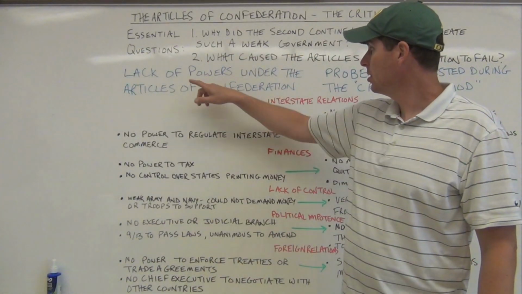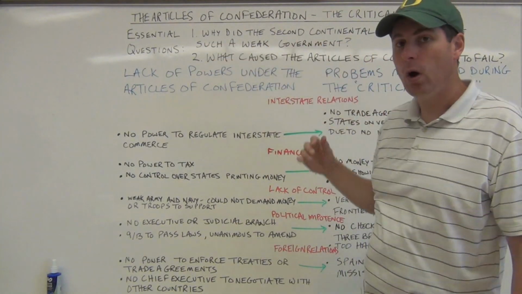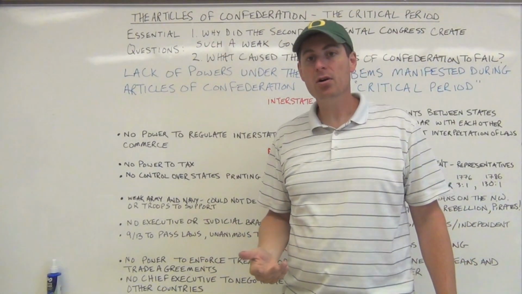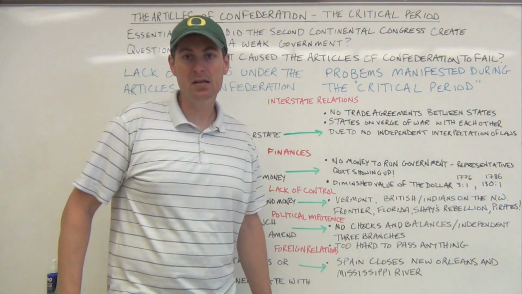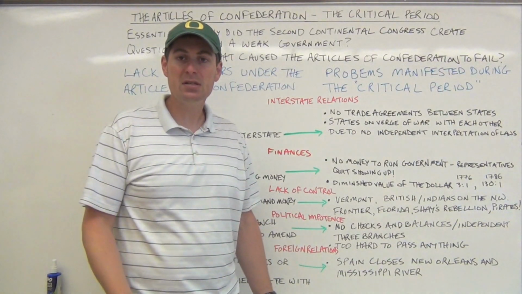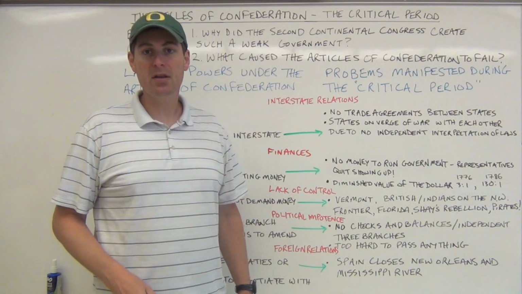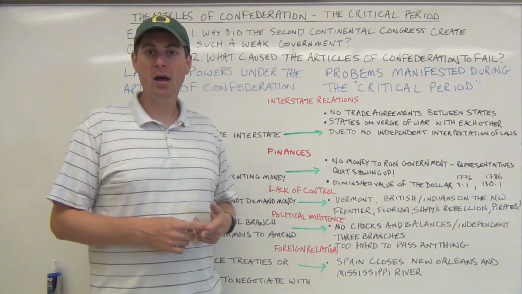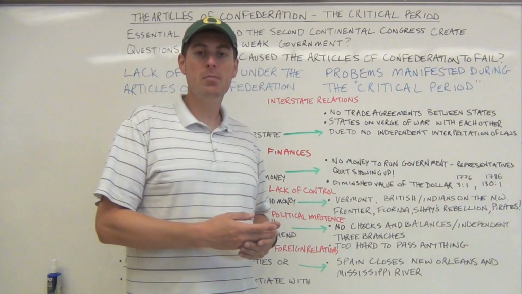Let's go ahead and answer this first question. Why did the Second Continental Congress create such a weak government? Essentially, they did this because of their experiences with the British between 1763 and 1776, when they had the Declaration of Independence. Let's think about this. They had things like the Quartering Act and the closing down of colonial assemblies. They had lack of freedom of the press.